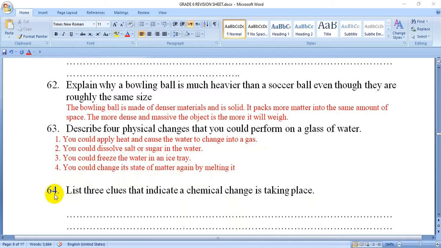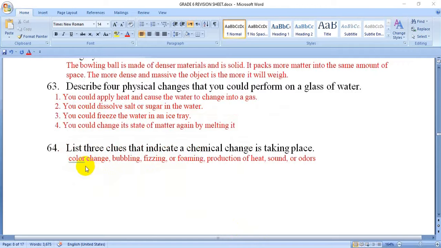Okay, so now let's move to question 64. List 3 clues or signs that indicate a chemical change. Actually there are 5, but here we need only 3. Here I wrote all of them for you, but you can choose any 3 of them and write them down. Color change, bubbling and fizzing or foaming, production of heat, sound or odor. We also have formation of precipitate, so choose any 3 of them and write them down.